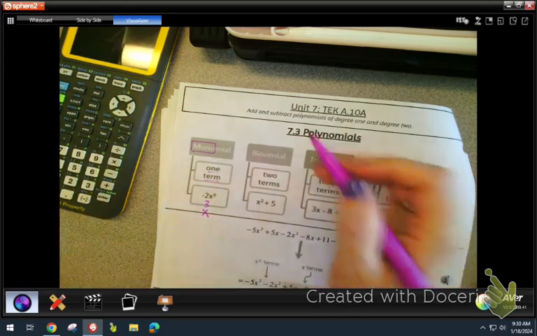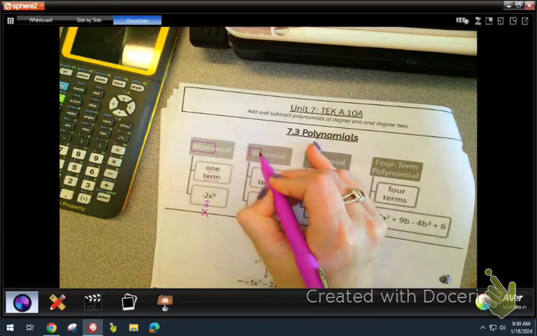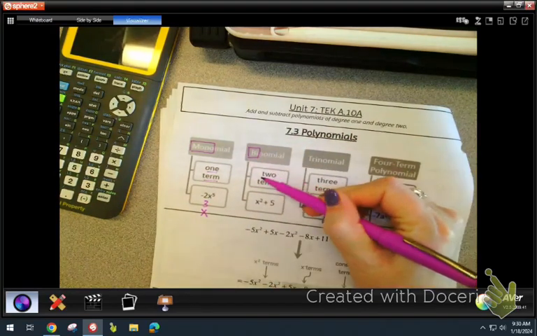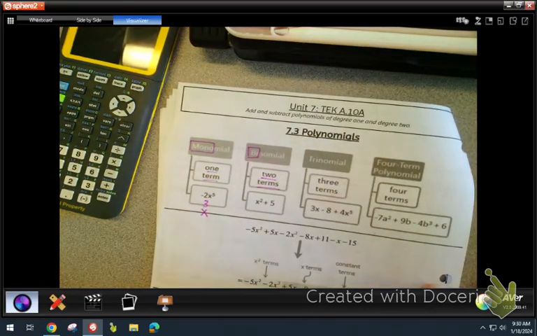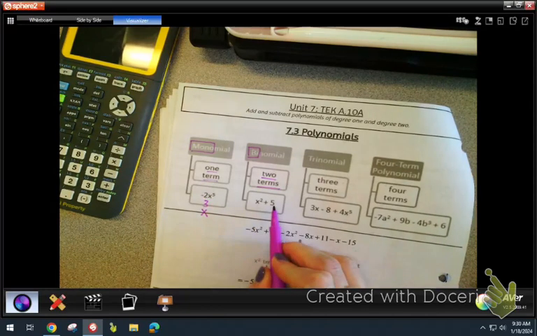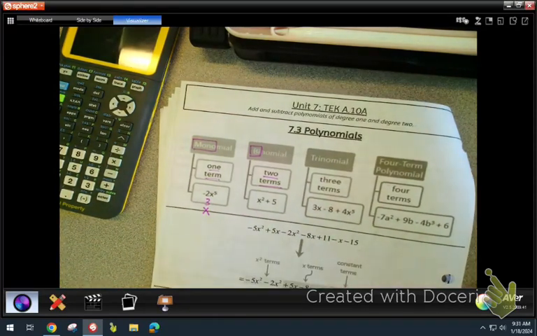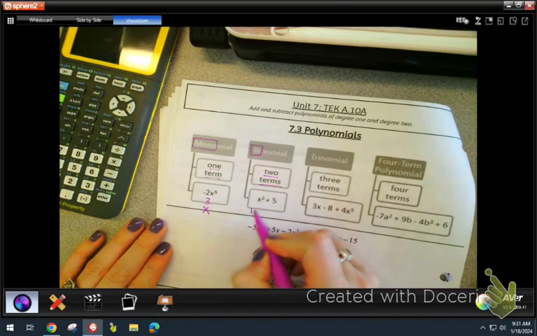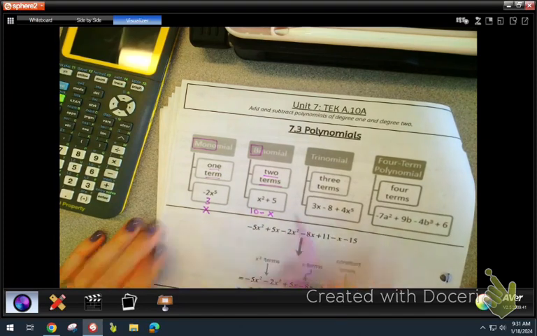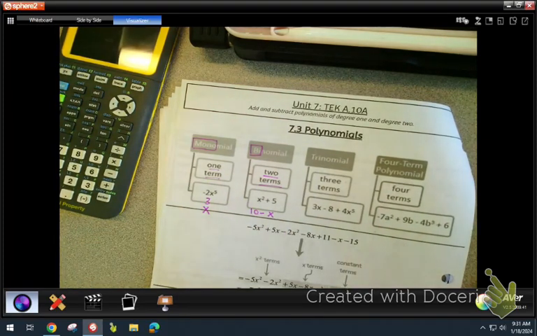The next one is a binomial. Prefix is bi. Binomial means there are how many terms? 2. So you can have two things being added or subtracted. X squared plus 5 is a binomial, 2 terms. You could do 10 minus x. That's a binomial, 2 terms, okay? And again, it's pluses and minuses that separate everything.